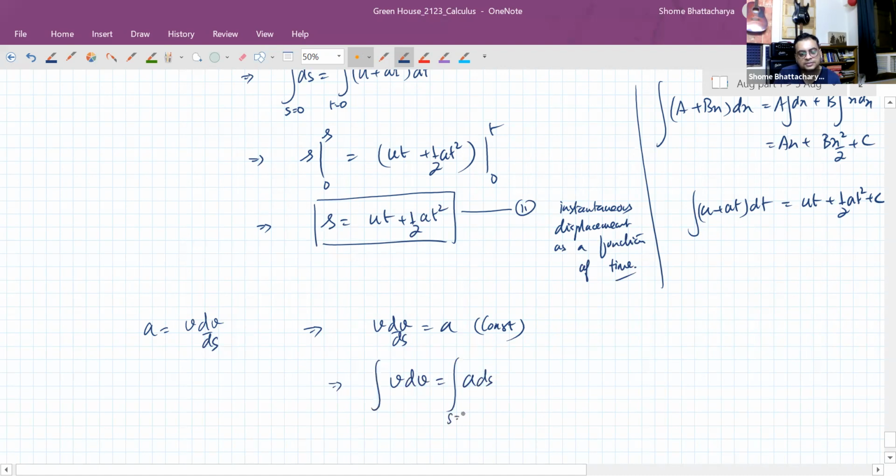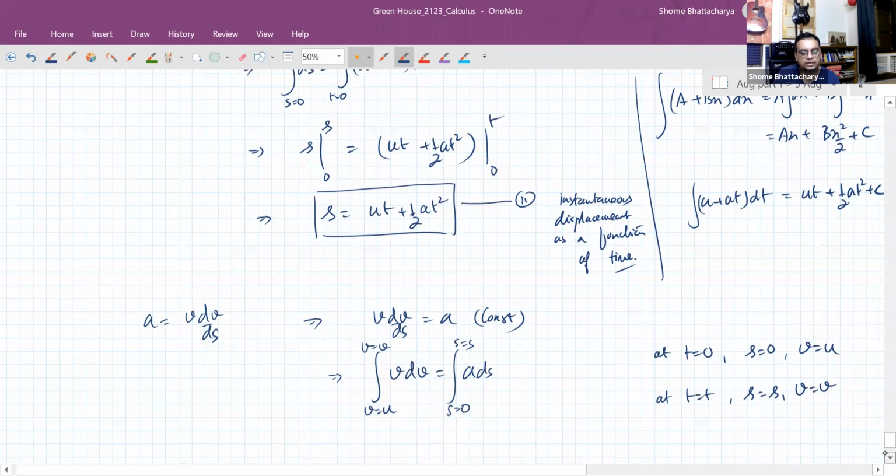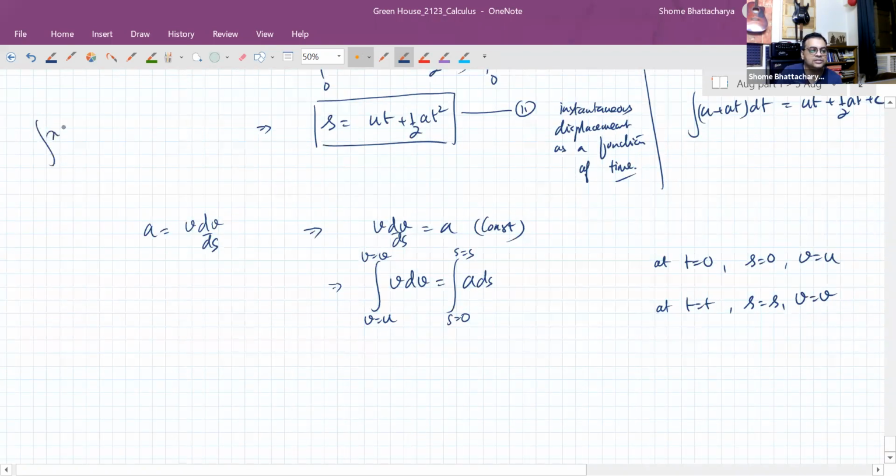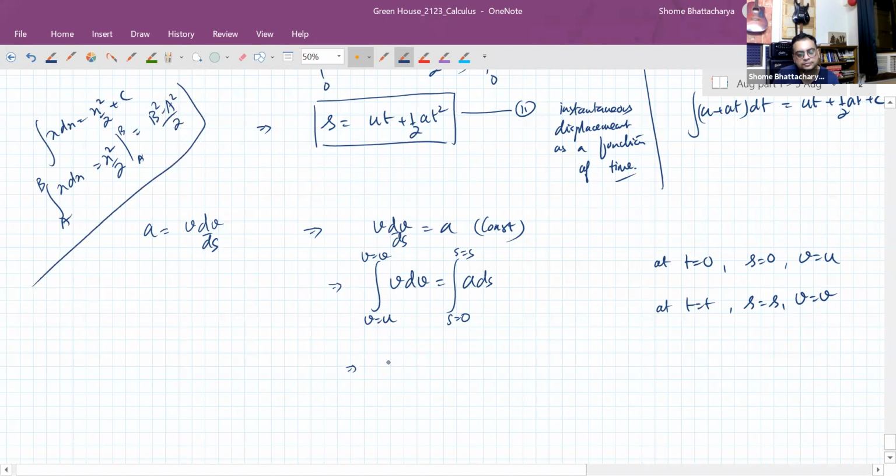Because initially when displacement was 0, the initial velocity is u, and at some time t when the displacement is s, the instantaneous velocity is v. So at t equal to 0, s is equal to 0 and v is equal to u, whereas at some instantaneous time t, when the displacement is s, the instantaneous velocity is v. So now the left hand side becomes an integral of this type, x dx, that is x square by 2 plus c. So if you do x dx from a to b, you'll get x square by 2 from a to b. So that will simply become b square minus a square by 2. So this integral will come on the left hand side.